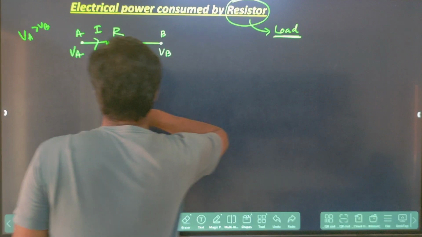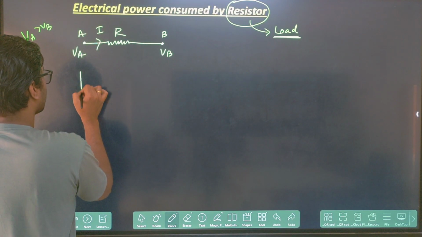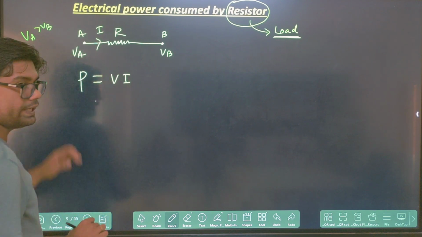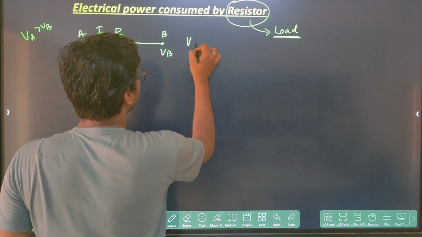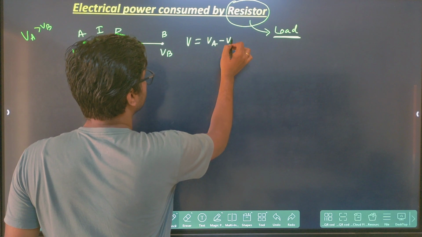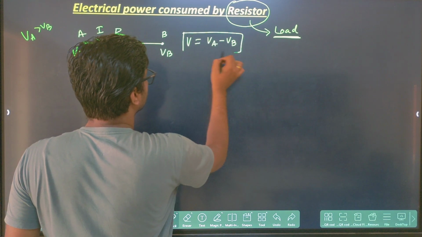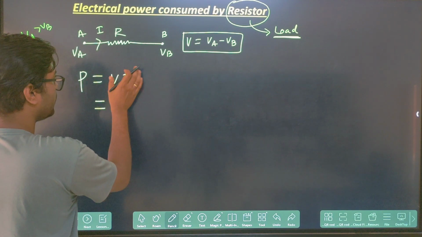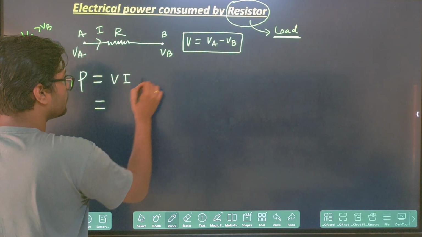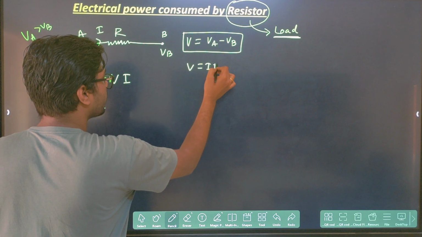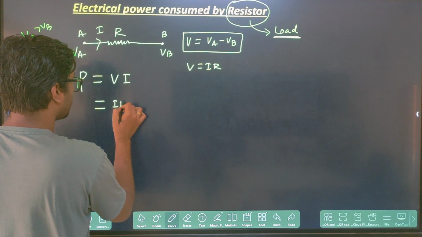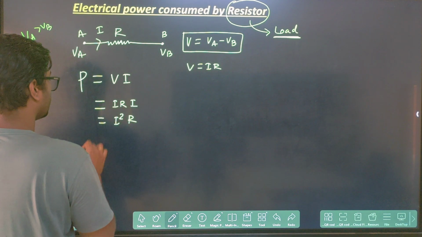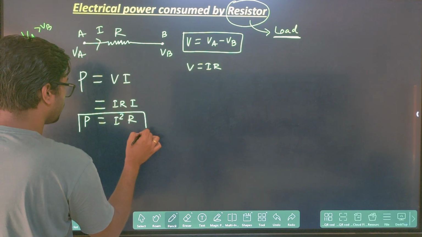This is your load. Now tell me, power can be written as P equal to V into I. What is V here basically? V can be written as VA minus VB. Clear? This will be your VI. And V can also be written as V equal to IR. So this can be written as IR into I. This will be I square into R. So power equal to I square R.